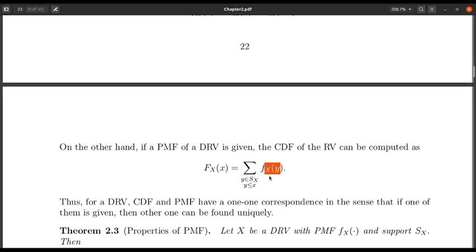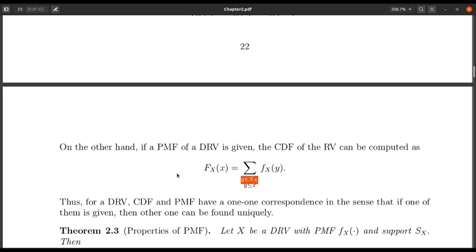So that is nothing but the sum of f(y) over y less than or equal to x. Obviously, if I take the sum over only the points in the support, I am done, because probabilities are only positive for points in the support. Outside that, it is zero.